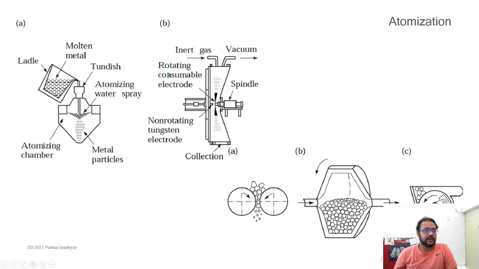You have a non-rotating tungsten electrode. There is a tungsten electrode here, and from the other end there is a rotating one. This small black triangle that you see is a rotating consumable electrode made out of whatever material is there. This whole thing is situated inside an inert chamber. First whatever air is inside is removed, and then inert gas is added, so that the atmosphere is devoid of oxygen.